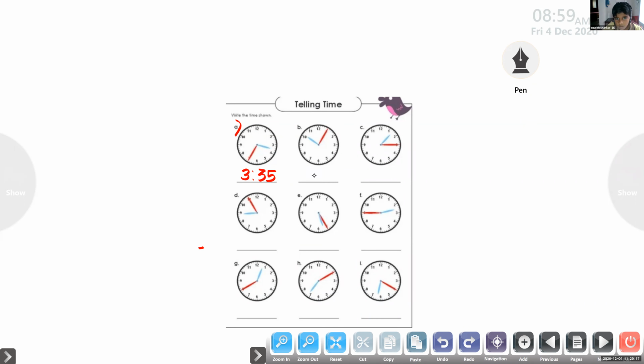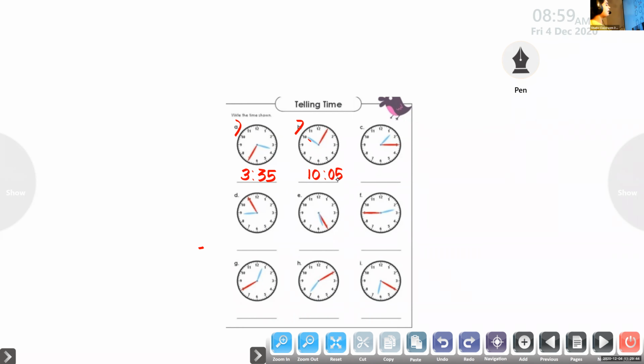Now next, Sovit, please unmute. Yes, B. Wow, very good. He can see clearly. Then what happened to others? The blue hand is the hour hand here. It is on 10, so 10. And the minute hand is on 5. When you're writing, you can write 05 because it will be better.